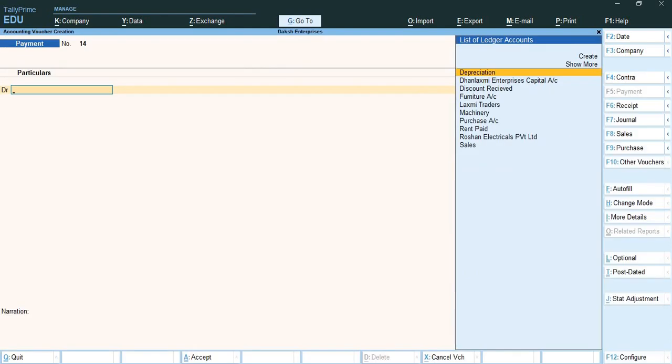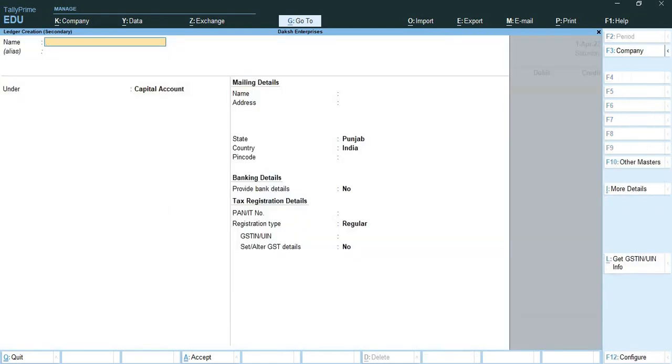First of all, my first entry is on 2nd April 2020. Owner invested the amount in the business for 6 lakh rupees via State Bank of India check number 560091 to ICICI Bank. So first of all, I'll open my receipt voucher. Here I'll create a ledger. Dhanlakshmi Enterprises Capital is already created, but in order to create a ledger for the very first time, I'll press Alt plus C and let me create another ledger.